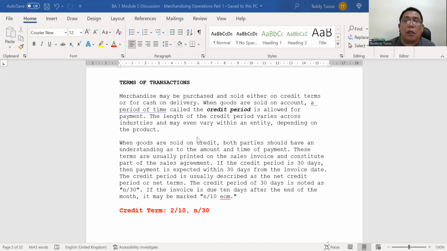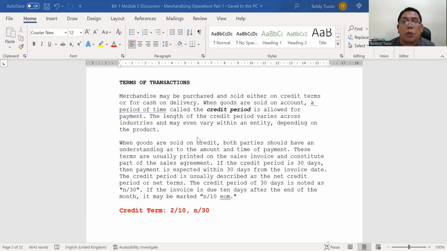These terms, especially if they will be giving discounts, are usually printed on the sales invoice and constitute part of the sales agreement. If the credit period is 30 days, meaning the account is payable within 30 days, then payment is expected within 30 days from the invoice date. Take note that the basis of the 30 days starts on the invoice date.